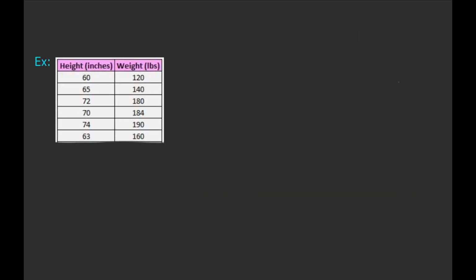So let's do an example. Here we have a table of height in inches and weight in pounds. So first we're going to need to label our x and y. It actually doesn't really matter which column is our x and y, but just for the sake of this example, I'll say height is x and weight is y. So according to the formula, we are going to need to find x times y, x squared, y squared, and the sum of x, the sum of y, the sum of x times y, the sum of x squared, and the sum of y squared.